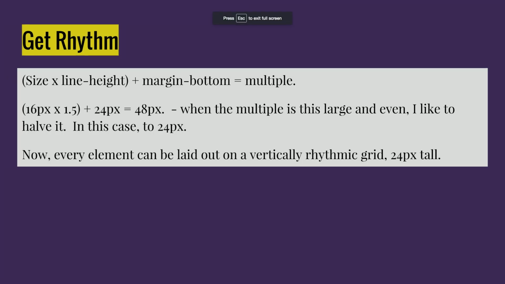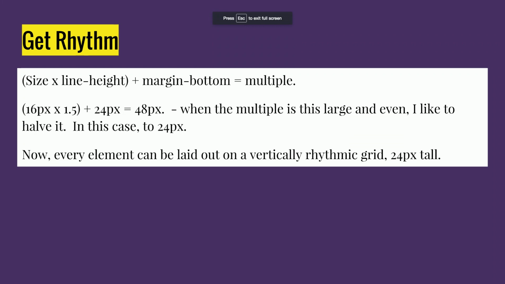Okay? So here's how we're going to get rhythm. I'm going to take the size of the element, so we'll start with the body copy one. We're going to multiply it by our line height, which we're going to have as a unitless measure so that we can make sure we're consistent across elements. We're going to add margin bottom to it. You can add margin top if you like, but I find most designs call for my headers to be flush to the very top of the container, and I don't like to have to write a separate rule to make them flush. That's going to give us our multiple, and that multiple is going to form the basis for our baseline grid.